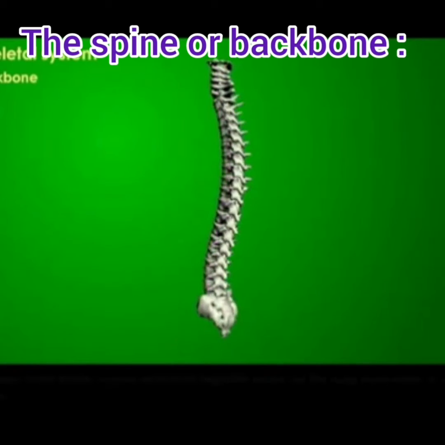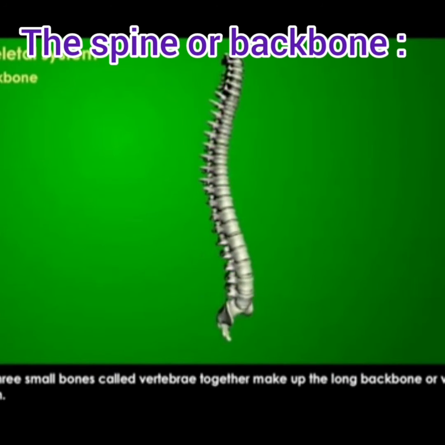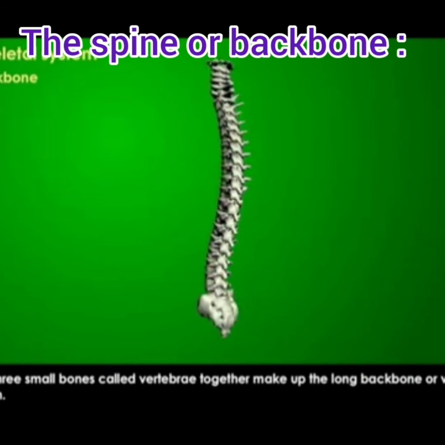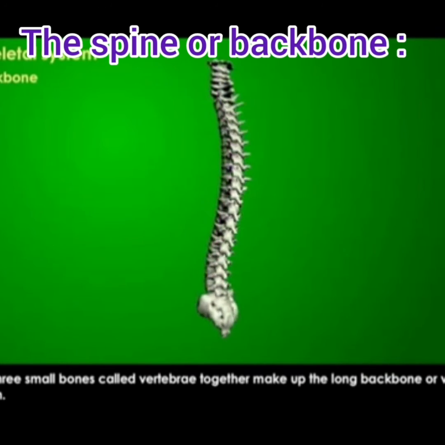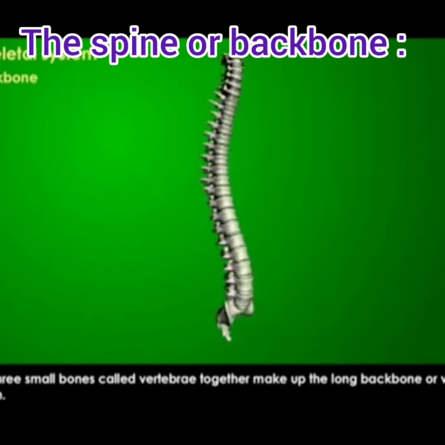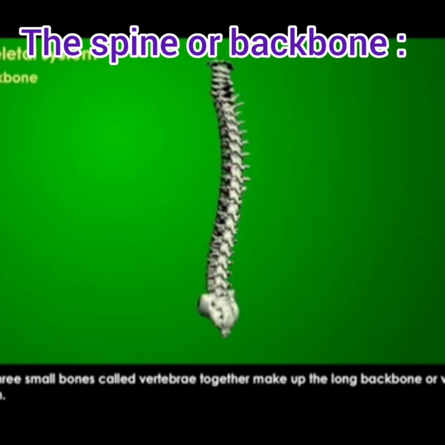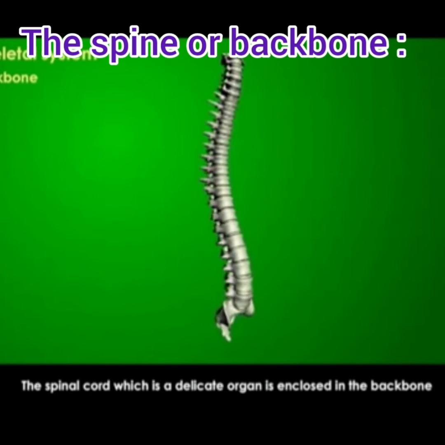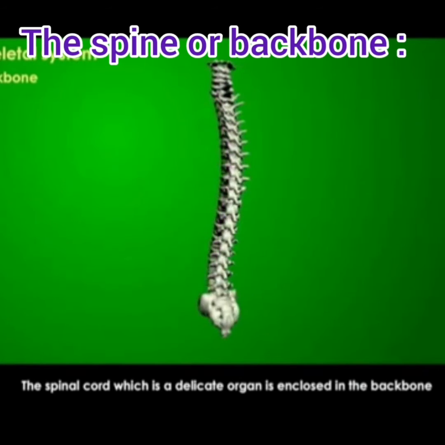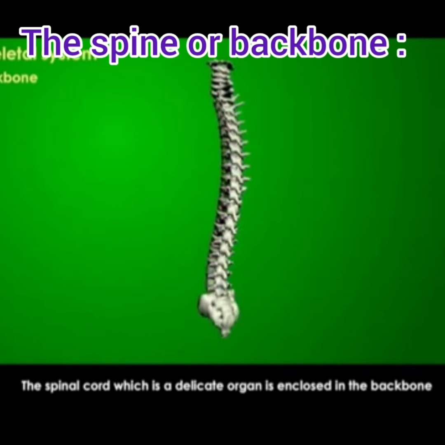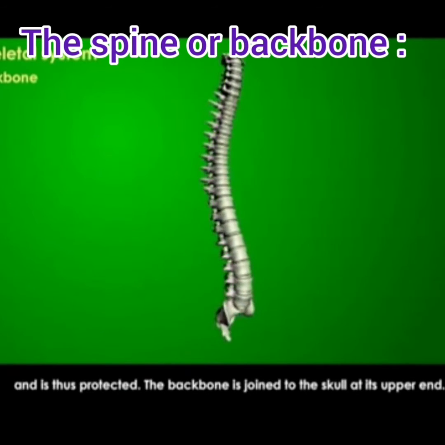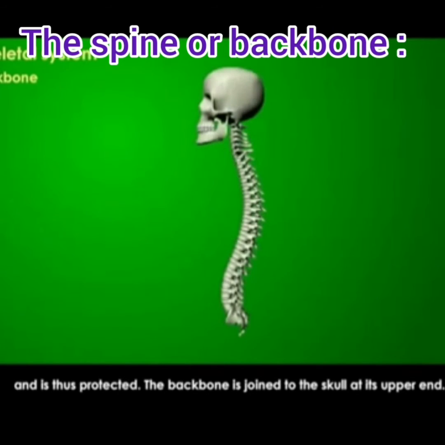The backbone. 33 small bones called vertebrae together make up the long backbone or vertebral column. The spinal cord, which is a delicate organ, is enclosed in the backbone and is thus protected. The backbone is joined to the skull at its upper end.